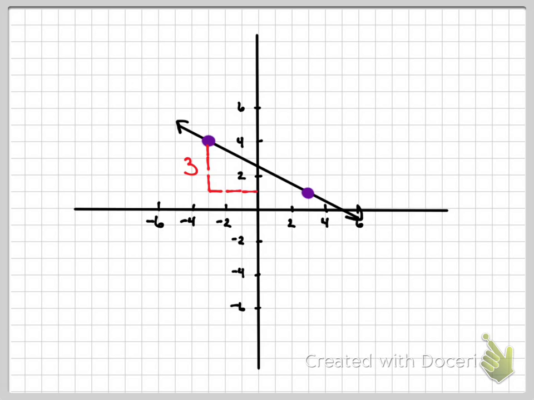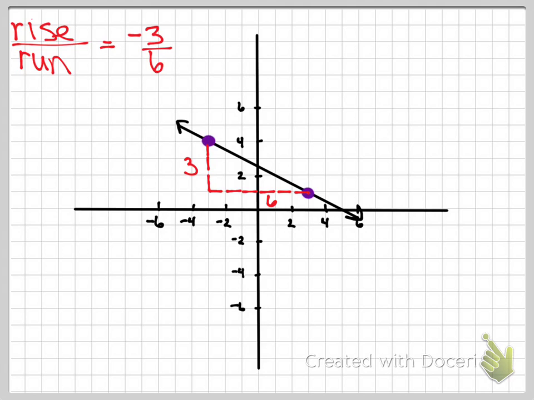1, 2, 3, 4, 5, 6. So my rise over my run, okay, rise over run again, is going to be 3 over 6. But wait, which way am I going? Up or down? I'm going down.